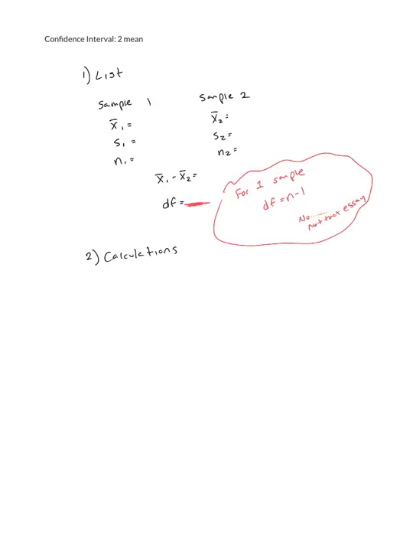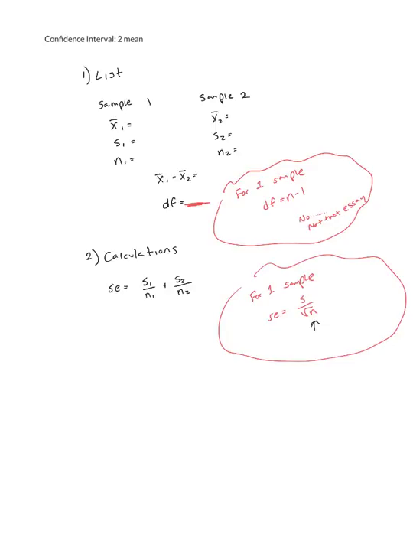And when I go to do my calculations, I need to go ahead and calculate the one thing that's missing, and that is SE. Remember that for one sample, SE was equal to S over root N, right? So the idea here is just like proportions. I want to be able to combine this for sample 1 and for sample 2. So I'm going to go ahead and write S1 over N1 plus S2 over N2. So I've kind of taken this idea here and made it so I'm adding them together.